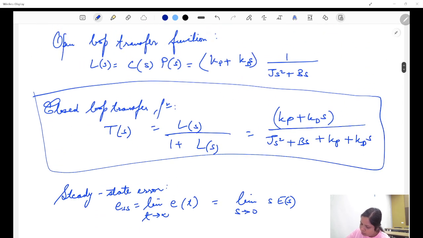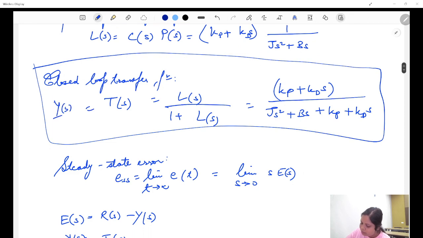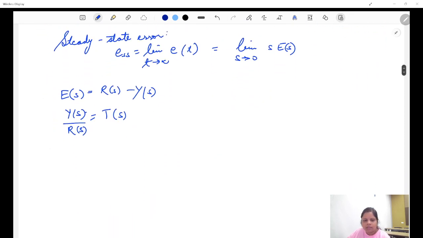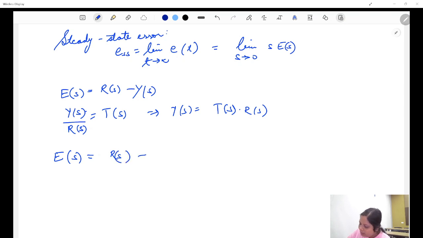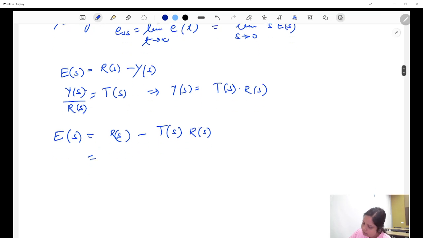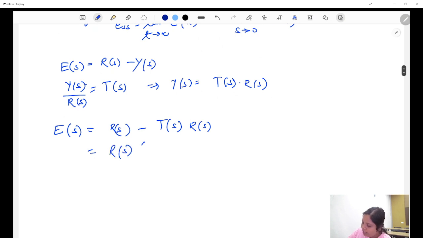This is what you found out here. This was YS upon RS, which is your TS. So YS upon RS is TS. That means your YS is equal to TS into RS. Now, when we have ES equal to RS minus YS, what can we write? RS minus TS into RS. Then what can we write? Taking RS common, RS into 1 minus TS. Okay, so this is your steady state error.